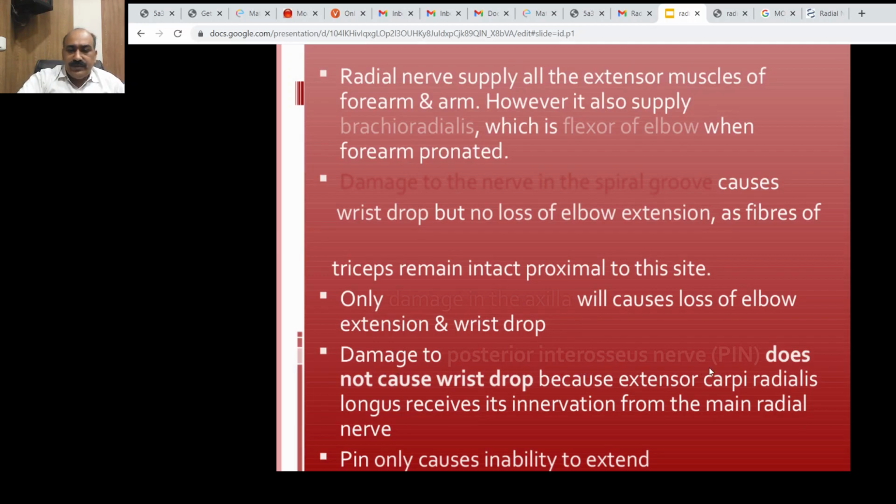Damage to the posterior interosseous nerve, or PIN, does not cause wrist drop because extensor carpi radialis longus receives its innervation from the main radial nerve higher up. Posterior interosseous nerve injury only causes inability to extend the thumb and fingers.